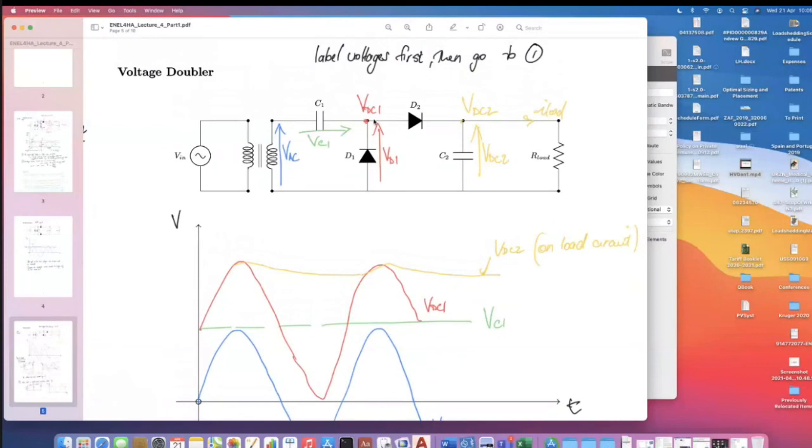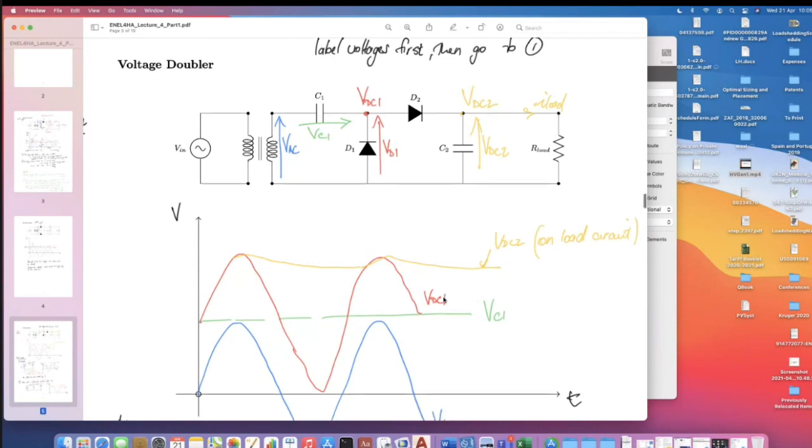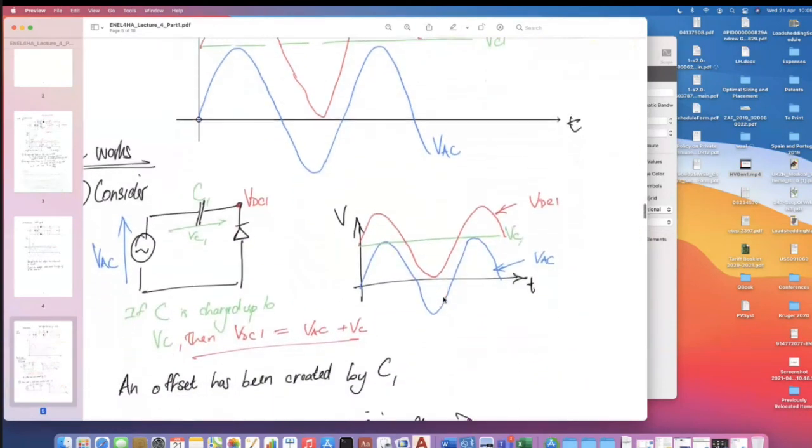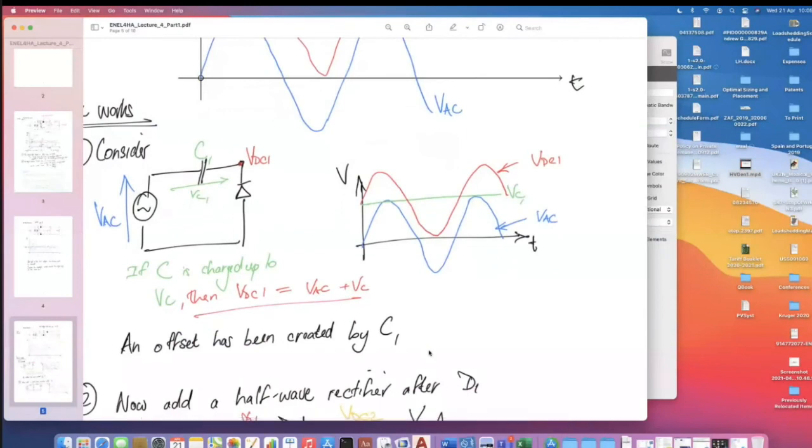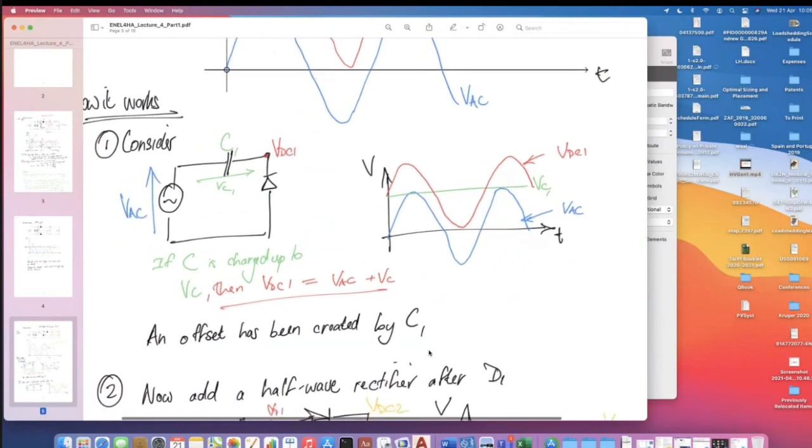If we then add a half-wave rectifier, we can get a smoother output waveform. And again, if we draw a load, we're going to get a ripple. Again, that's explaining how it works.